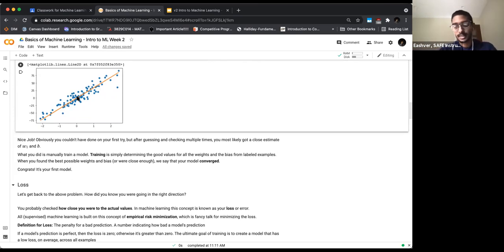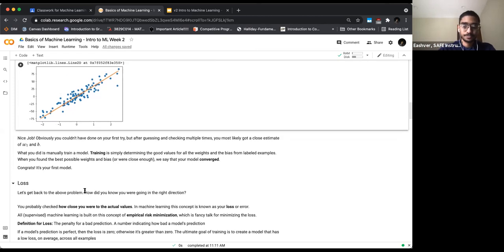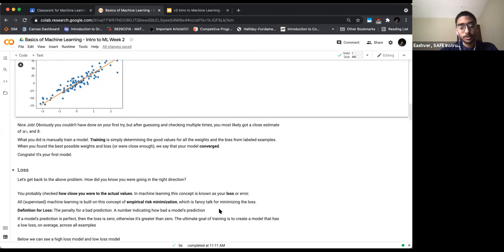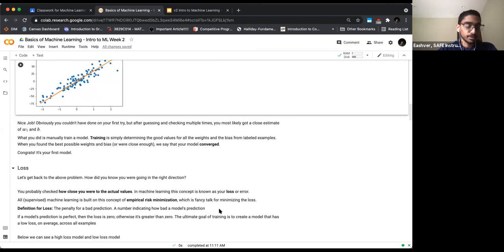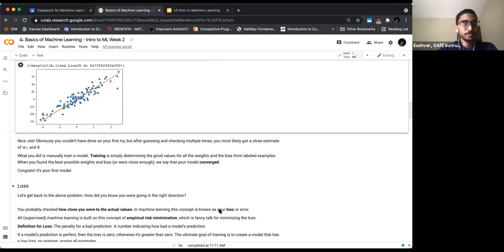Loss can't be negative. That's the key. But it can be 0, which is a perfect prediction, or greater. And so the goal is to have a loss of 0 if possible, since that means that you have a perfectly trained model. As I say here, the ultimate goal of training is to create a model that has a low loss on average across all examples.